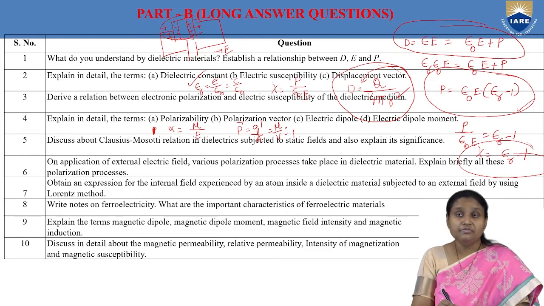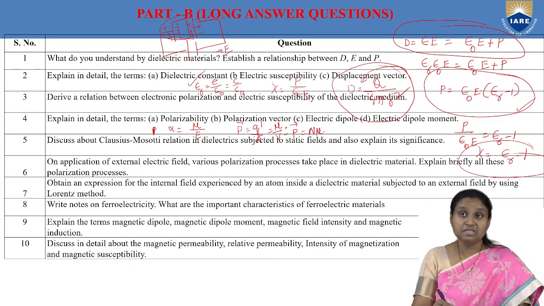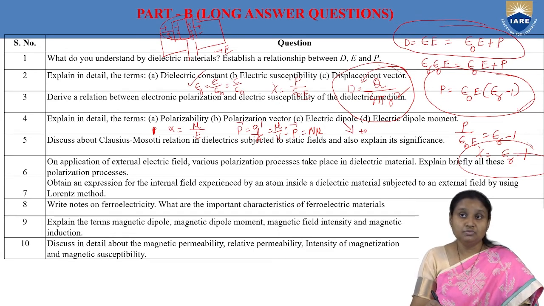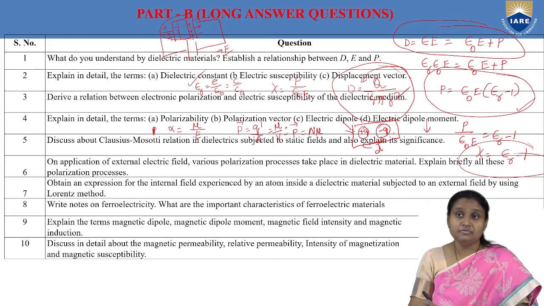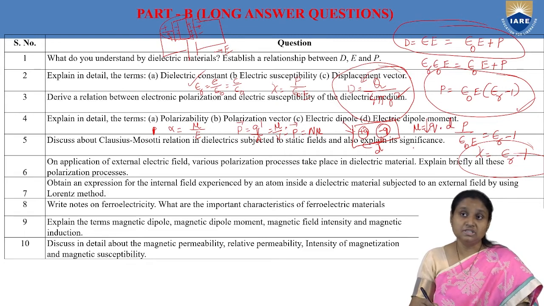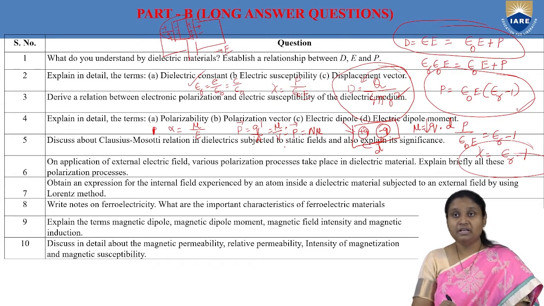It has one more definition. If there are n number of atoms per unit volume of dielectric, then P is equal to n mu. Then we have the electric dipole. An electric dipole is a system of two equal and opposite charges separated by a small distance. Then we have the electric dipole moment, which is simply the product of charge and the distance between the charges. The unit is coulomb meter. Here this polarization vector is farad.